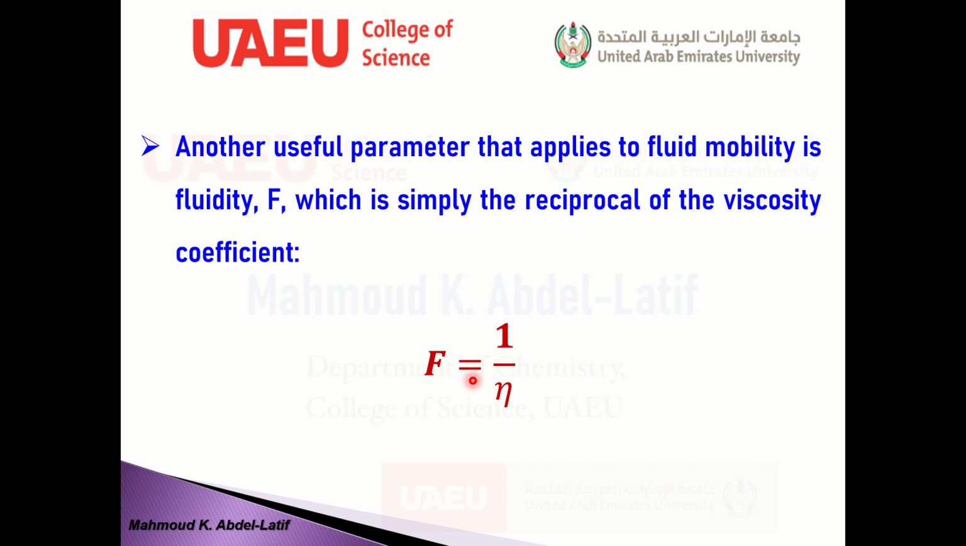Okay, another property which is very important to study, and useful to apply to fluid mobility, is the fluidity. So another property for a solution or a solvent to study is the fluidity, given by F, which is simply the inverse of the viscosity coefficient, the reciprocal of eta. So F, fluidity, equals 1 over eta. So if we can determine eta, it's very simple to determine F.